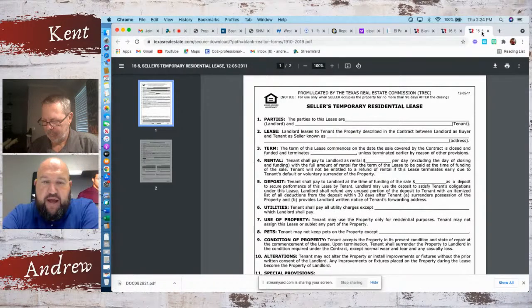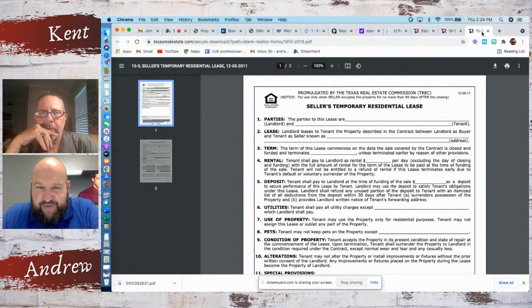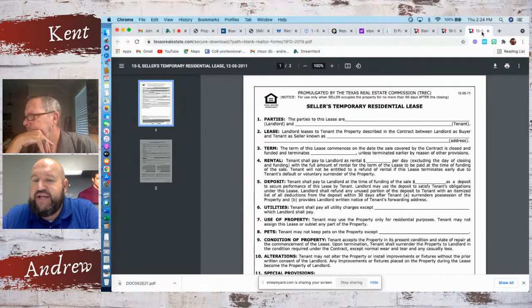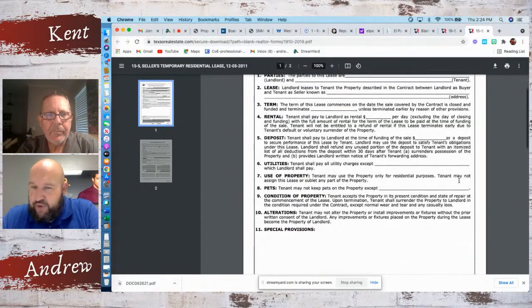Paragraph 5 again, tenant shall pay to landlord at the time of funding the sale blank as deposit to secure performance of this lease by tenant. Landlord may use deposit to satisfy tenant's obligations under this lease. Landlord shall refund any unused portion of the deposit to tenant with an itemized list of all deductions from the deposit within 30 days after tenant surrenders possession of the property and provides landlord written notice of tenant's forwarding address. Again, those requirements are there. Tenant shall pay all utilities except, so again, the seller now is responsible for utilities until they move out, unless you have any changes you want to make.